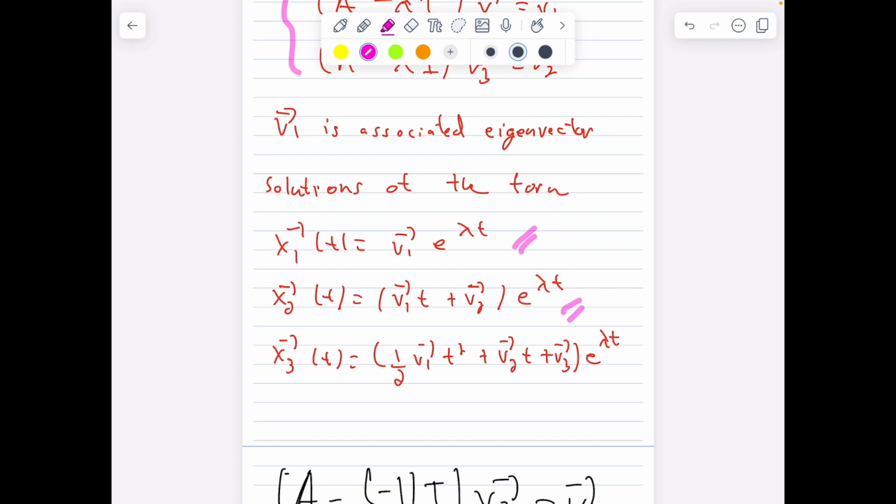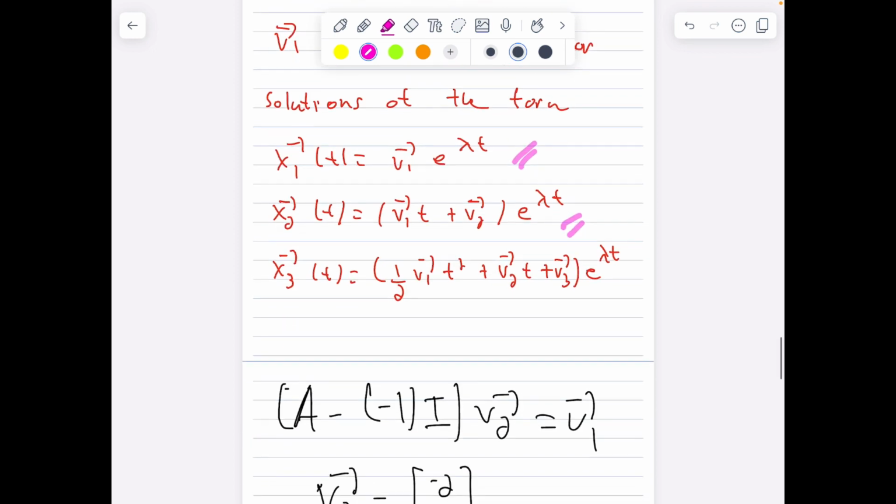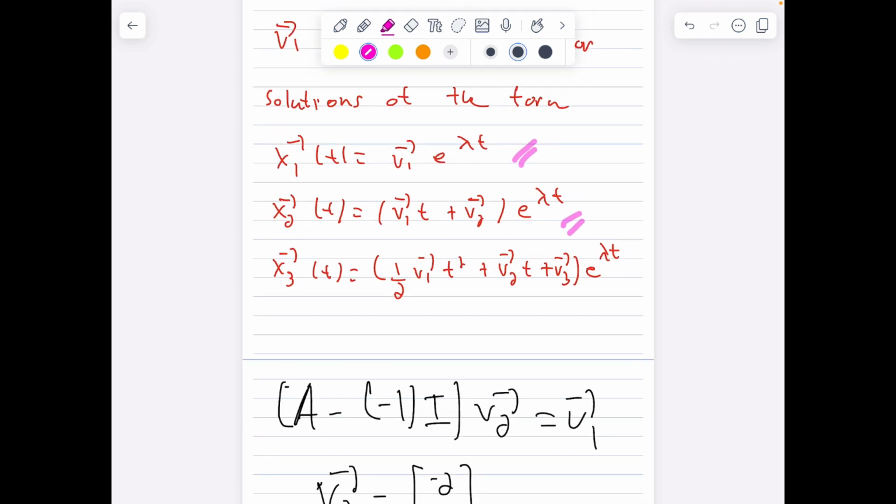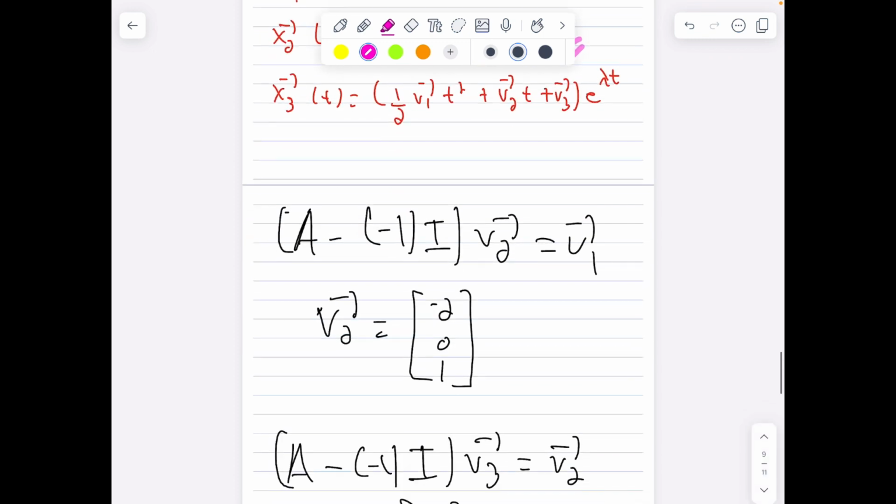So I'm just repeating what I had just gone over with the 2 by 2 system. And x3 of t equals (1/2 v1 t squared plus v2 t plus v3) e to the lambda t. So essentially, x3 is built up in a similar manner to what you did before with x2, but to one degree higher. And the half is there just because it works out nicely. And in fact, that's why we pick x2 as is, because it works out nicely.